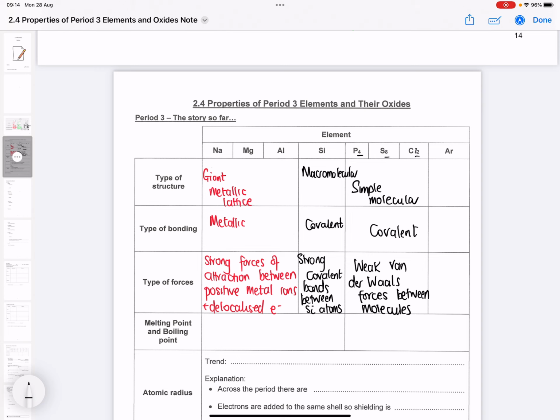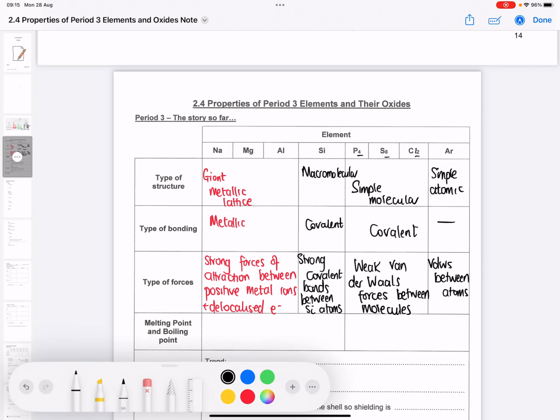Now Ar's out on its own because it's not a molecule, because it doesn't have a covalent bond in it, so it's simple atomic, it doesn't have any bonding, but it would have van der Waals between the atoms. Those electrons will move to one side of the atom and create a weak force of attraction to the next atom.